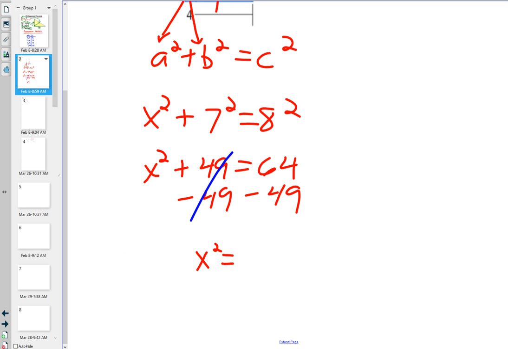X squared is equal to 15. And then I told you that a very common mistake with Pythagorean theorem involves substitution. I'd say that this is even worse. What do we do with that last square?